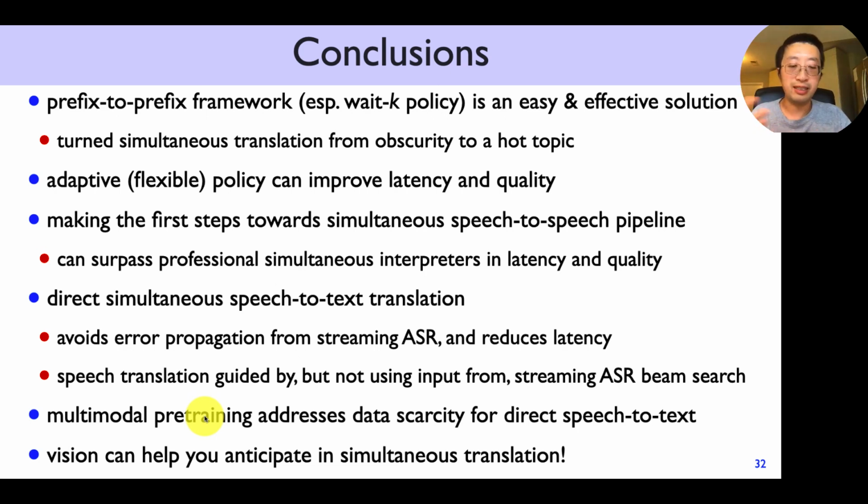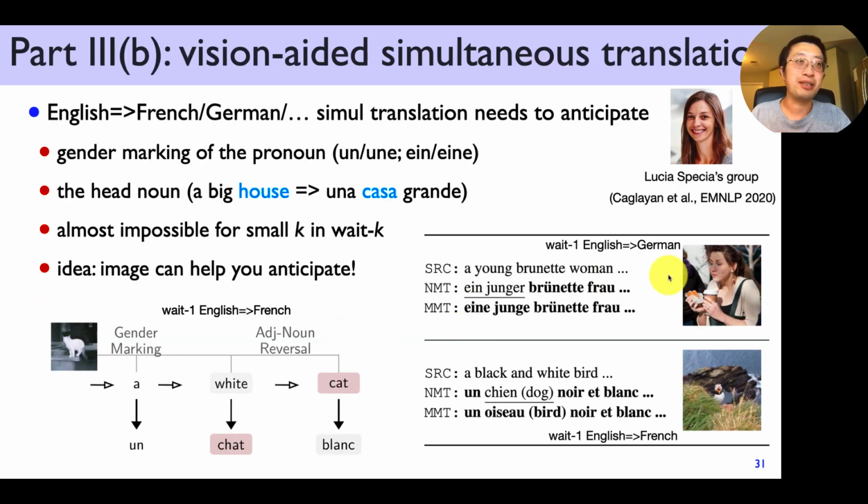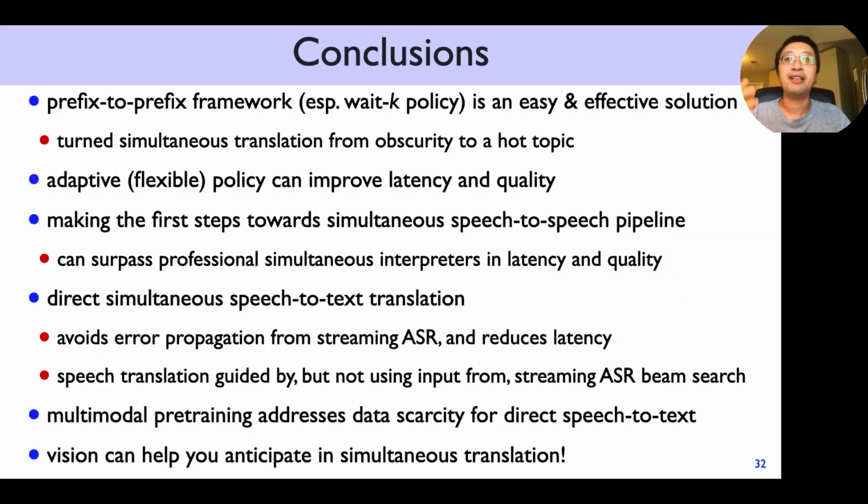And at the end, I think I connected with you guys by showing that vision actually can help you anticipate in simultaneous translation. These examples, the image is useless if you just do machine translation, because the whole sentence is already there. So you wouldn't make this kind of mistake at all. This kind of mistake only happens during simultaneous translation, where you don't have the full sentence information. Then you need the help from the image. Yeah. So I hope that this final bit of work, which is not from my group, helps my talk to connect with you guys.